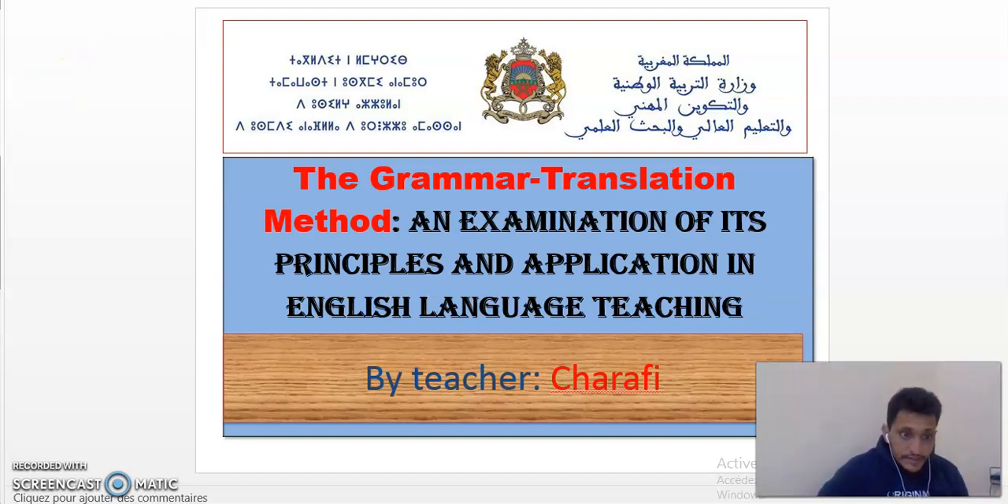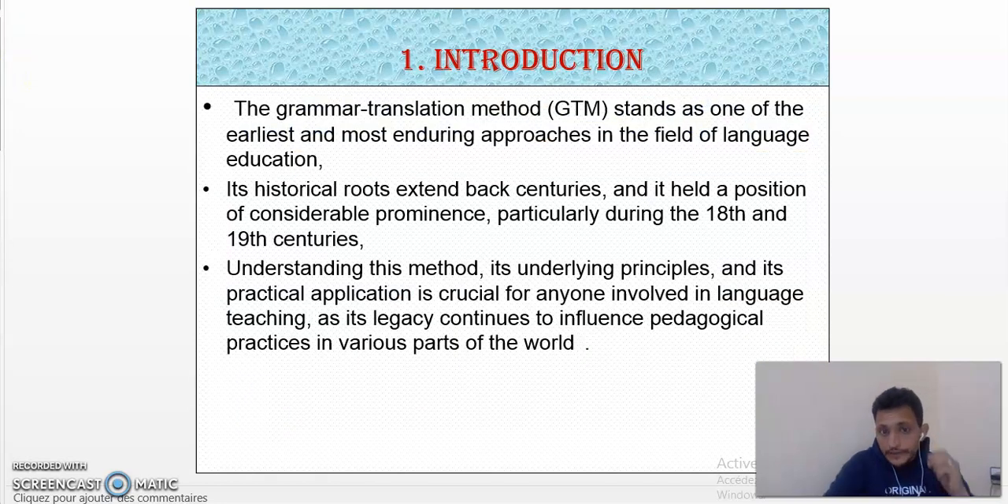So as an introduction, the grammar translation method stands as one of the earliest and the most enduring approaches in the field of language teaching. So this approach is one of the earliest approaches, and one of the most enduring approaches.